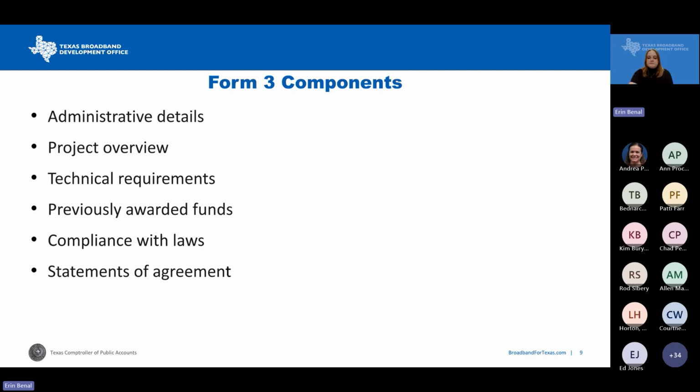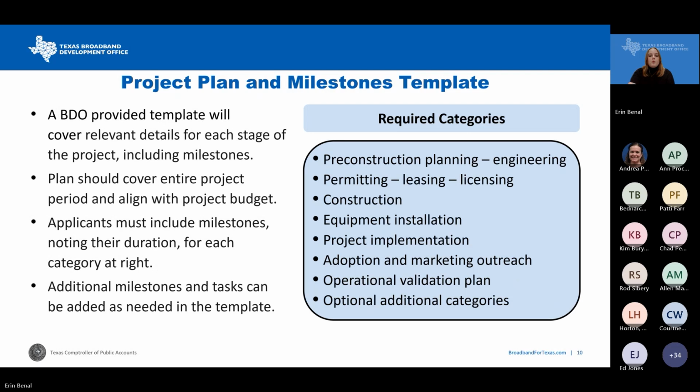Information on previously awarded funds and compliance with grant agreements, compliance with laws, including labor and employment laws, and statements of agreement. Applicants will be asked to upload documents for several questions in Form 3, including several templates applicants will be required to complete and submit. And we will be reviewing a few of these templates today. One required template is the project plan and milestones template. This will be an Excel template applicants complete and upload as part of their application.